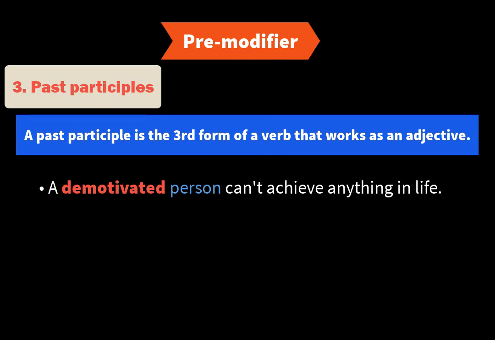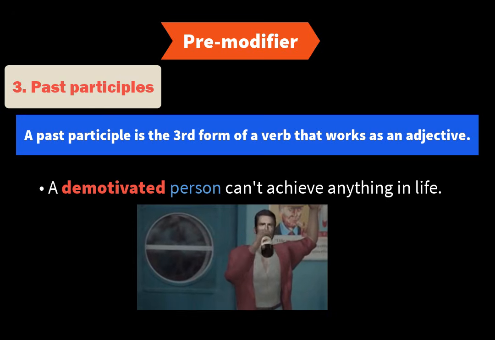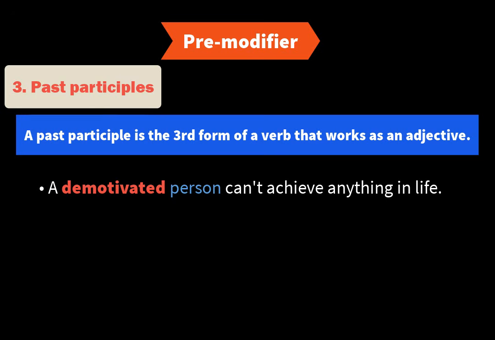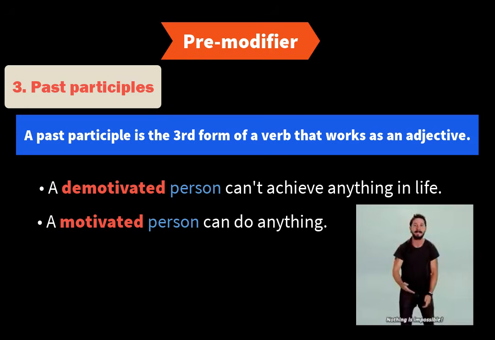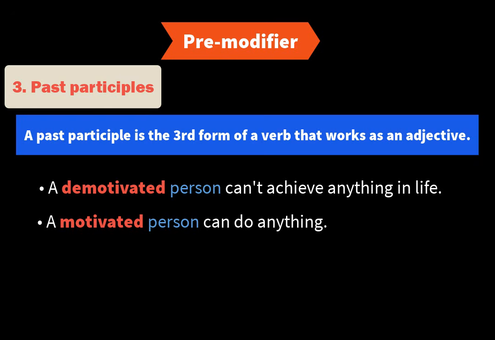So demotivated here is the past participle, third form of the verb demotivate. What kind of a person cannot achieve anything in life? A demotivated person, a person who is demotivated. So demotivated is the past participle working as an adjective, giving information about the noun person, modifying it, telling us what kind of a person cannot achieve anything in life. I can also say a motivated person can do anything, which is true. If you're motivated, you can do anything. So here motivated is again the past participle, third form of the verb motivate, and modifying the noun person. What kind of a person can do anything? A motivated person.